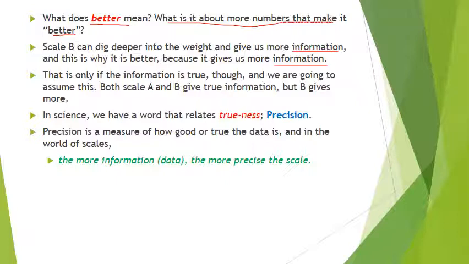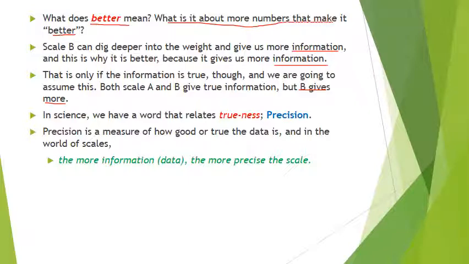Of course, that information has to be true. Like I was just saying, I could just have it randomly make up numbers, and we're going to just assume that doesn't happen. Both A and B give us true information, but B gives us more of that true information. Both of them are true, but B gives me more of it.